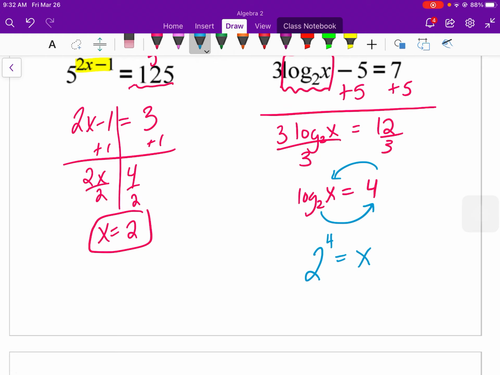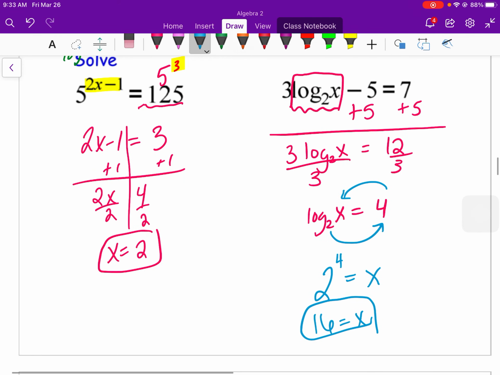So 2 times 2 is 4, times 2 is 8, times 2 is 16. So x equals 16. If I plug that back in, we're okay. We can have log of 16. We just can't have log of a negative number.